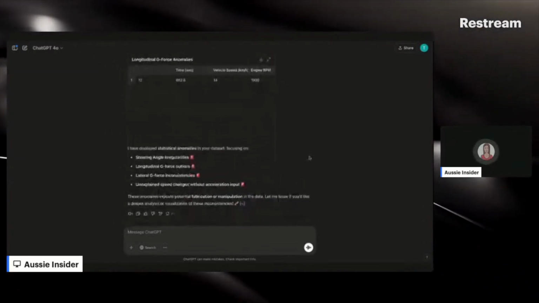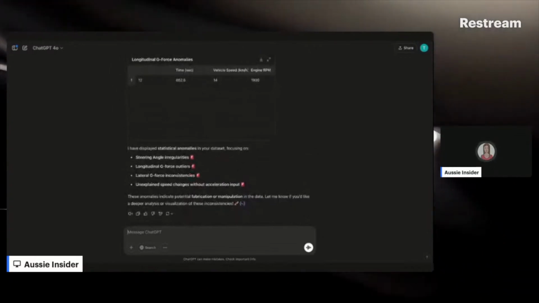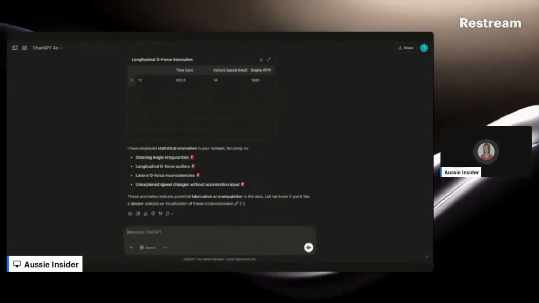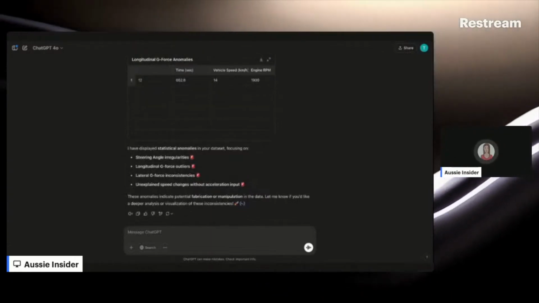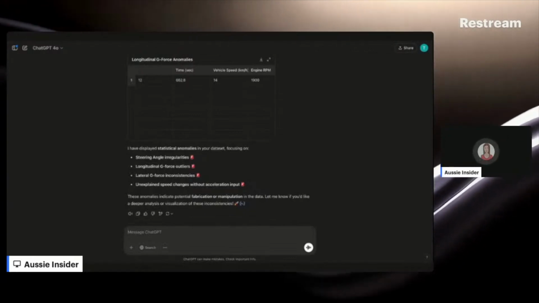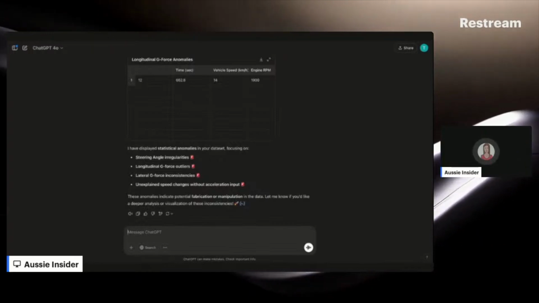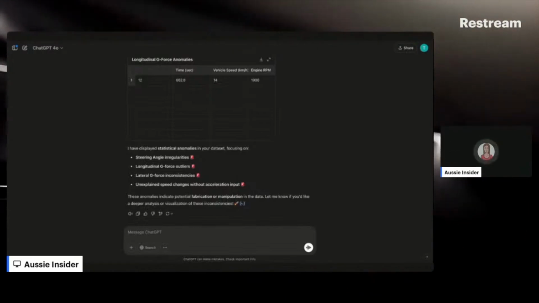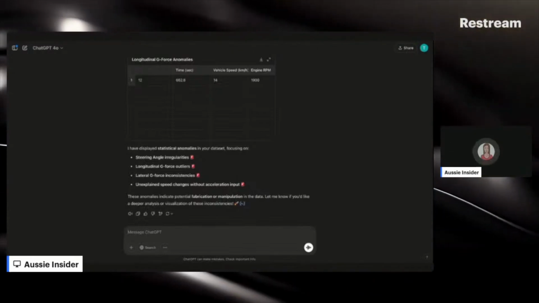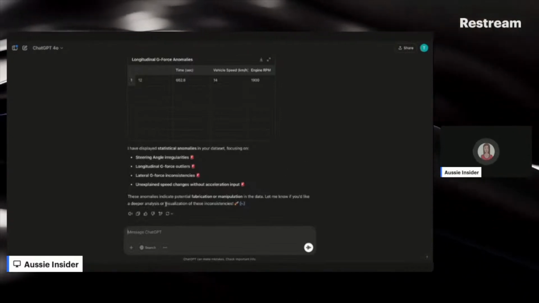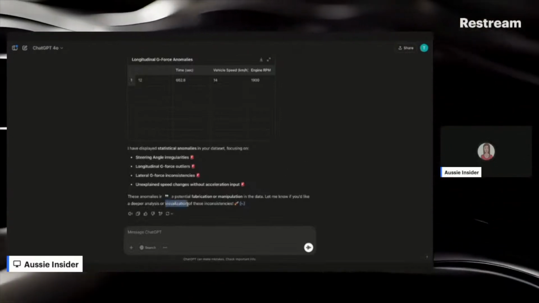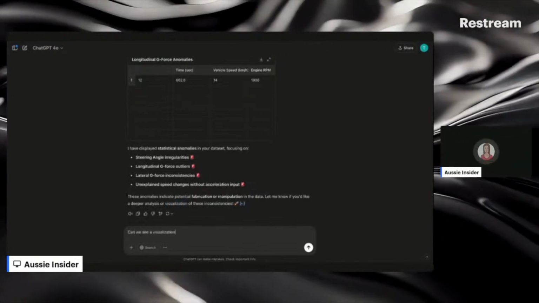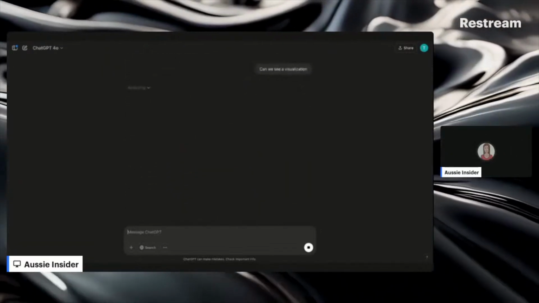I have displayed the statistical anomalies in your dataset, focusing on steering angle irregularities, longitudinal g-force outliers, lateral g-force inconsistencies, unexplained speed changes without accelerator input. These anomalies indicate potential fabrication or manipulation in the data. Let me know if you'd like a deeper analysis or a visualization. Let's go with a visualization. Can we see a visualization?